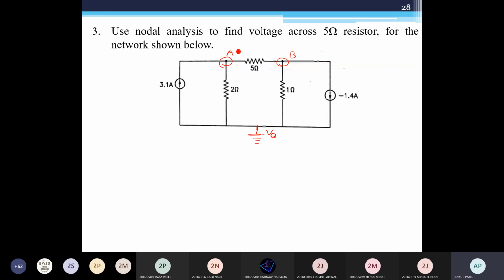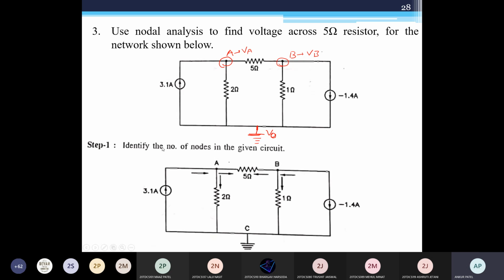Now you have to find only two voltages, VA and VB only. So by nodal analysis, by applying KCL, you have to get only two voltages, VA and VB, and this V0 is your reference node. You can see here you have only two nodes, A and B. This C is at ground potential. Now here, as I told you, just consider the direction of current away from the nodes.